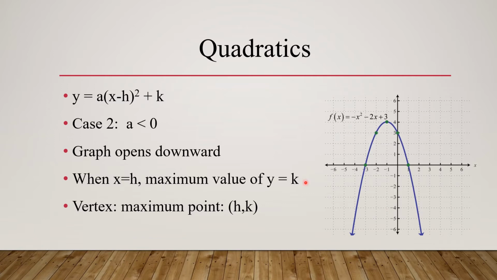And in this case, case 2, when a is smaller than 0, it means the graph opens downward like this. And when x equals h, that means here is the vertex point, y is the maximum value, and that means k is the maximum value for y when a is a negative number and x equals h. So the maximum point is (h, k).